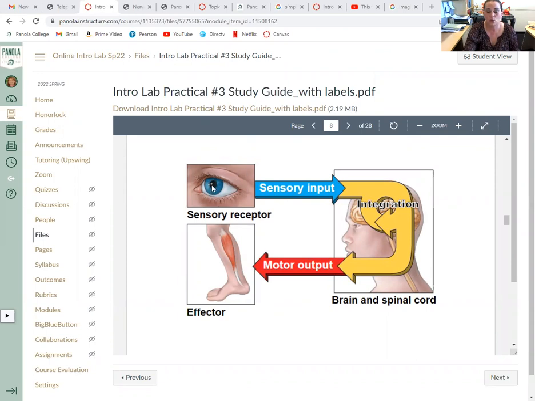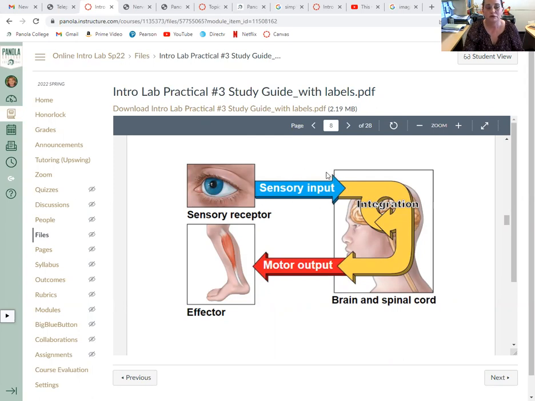any part of the body that gathers information about things that change on the outside of the body or things that change on the inside of the body is called a sensory receptor. So a sensory receptor would be the eye, the ear, the taste buds, the olfactory epithelium in the roof of the nose. They're going to gather information.